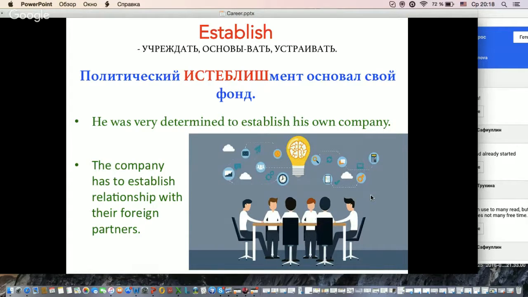So he was very determined to establish his own company. Он был очень настроен на то, чтобы основать собственную компанию. The company has to establish relationship with their foreign country partners. Компания должна установить отношения, желательно хорошие отношения, со своими заграничными партнерами.